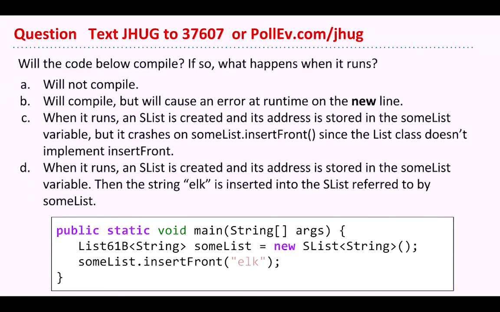Okay. So in this case, the boring answer is it's fine. Let's talk through it. It creates a variable, List61B, that holds List61B's of String. This is a memory box that holds 64-bit addresses. This creates an SLList. That's presumably okay, we built that one before, so we can build SLLists. This returns a 64-bit address, and those bits are copied into this container, and that's allowed because SLLists are List61Bs. Then comes someList.insertFront. Because List61Bs are guaranteed to have an insertFront method, because that's part of the specification, elk is inserted, everything is good.